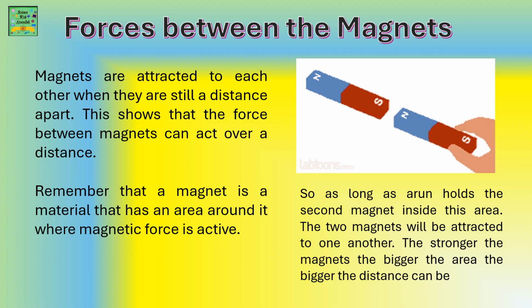So as long as Arun holds the second magnet inside this area, that is a little bit closer to the second magnet, the two magnets will be attracted to one another. The stronger the magnets, the bigger the area and bigger the distance can be.